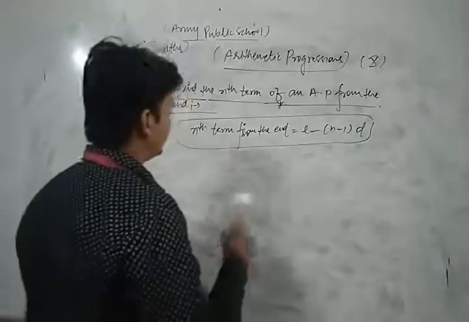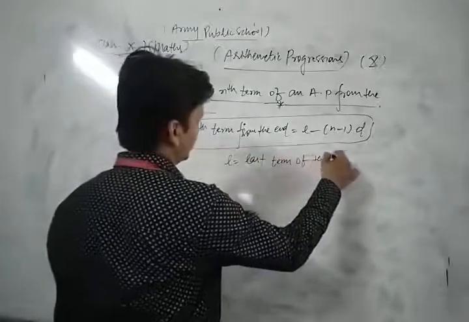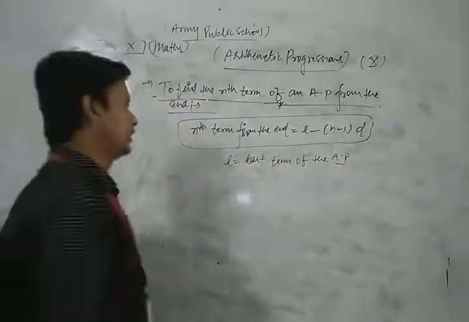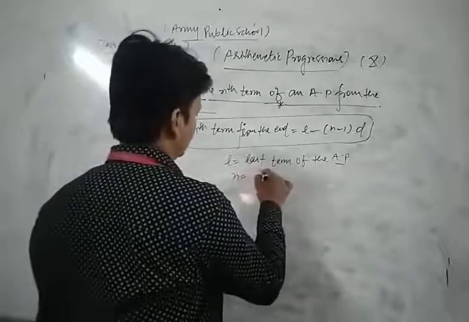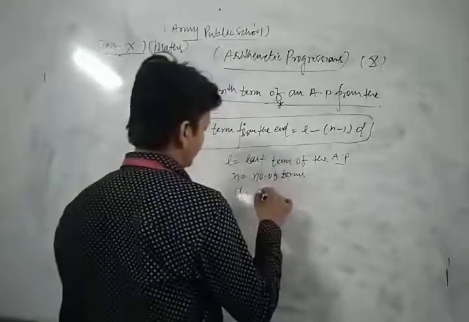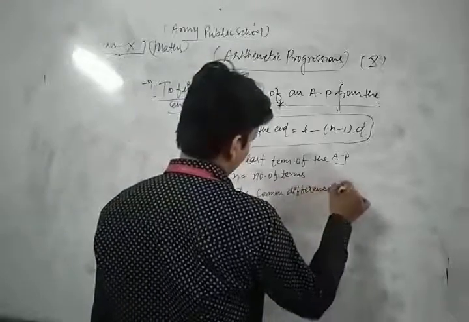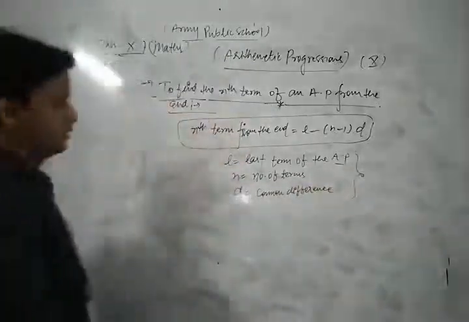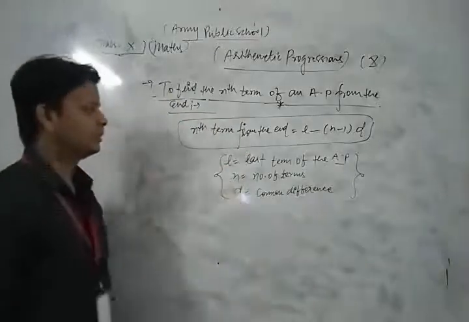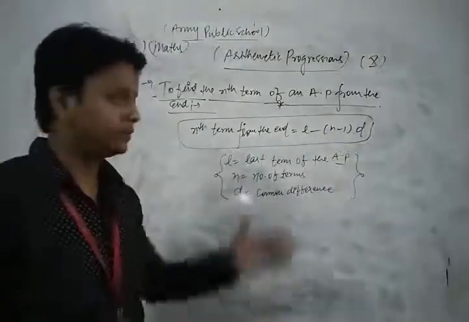Here, what is L? L is the last term of the AP. What is n? Number of terms. And what is d? Common difference. So these are some important terms related to that formula. Now we solve some important questions based on this formula.